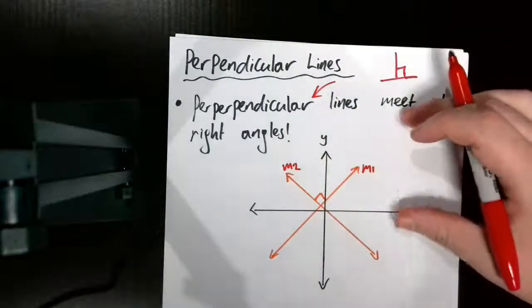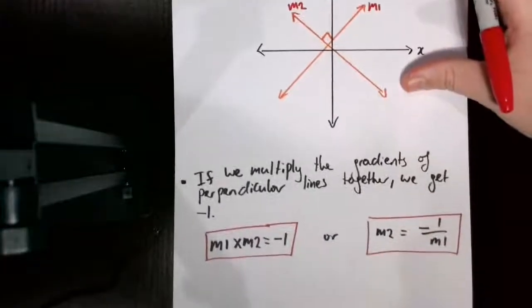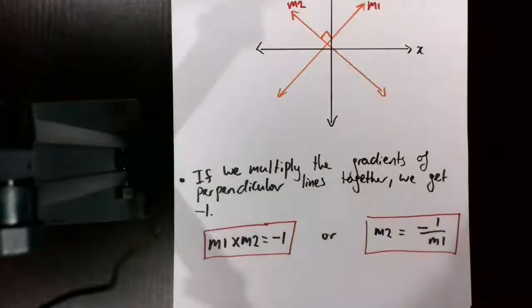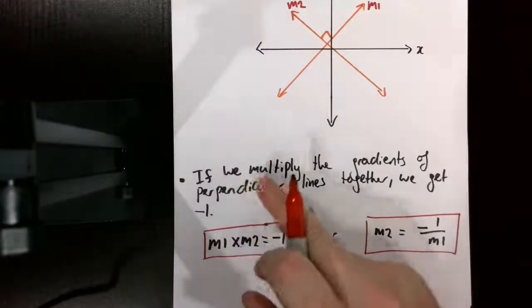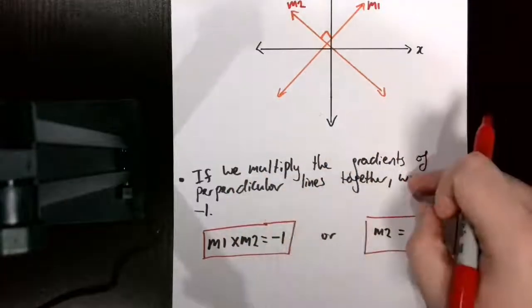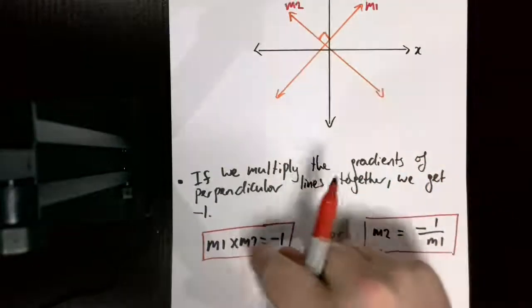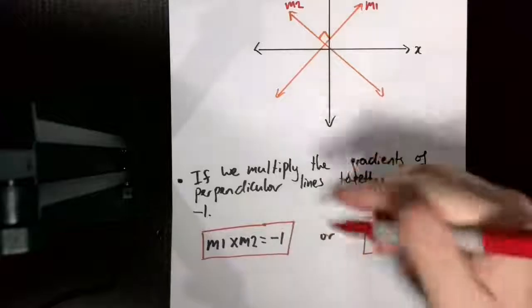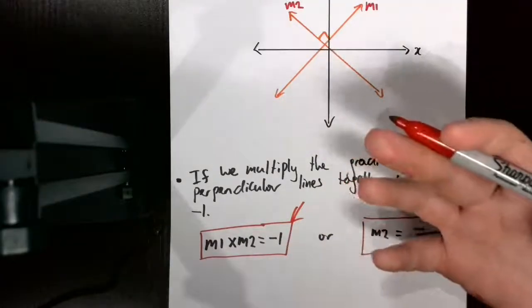It has gradient M2. Now with perpendicular lines, they have special rules about the gradients. Instead of them equaling each other, if we multiply the gradients of perpendicular lines together, we get -1. So M1 times M2 equals -1. This is a very important statement to remember. We're going to be using that a lot today.